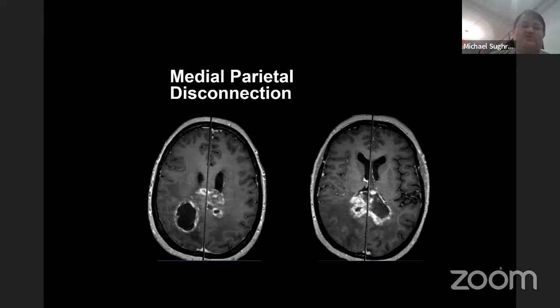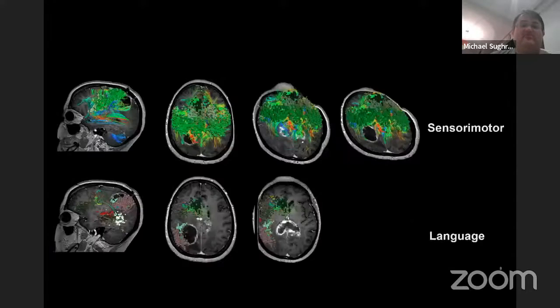So why is the corpus callosum important if there's a tumor in it, but we can cut it in an epilepsy case without consequence, or a transcallosal approach? The reason is that it's not just in the corpus callosum. There's anatomy around that. And in order to remove a tumor like this appropriately, you have to disconnect it in multiple places. So let me walk you through the concept here.